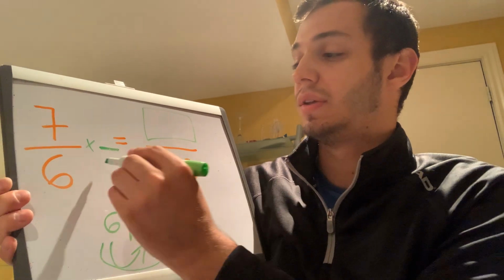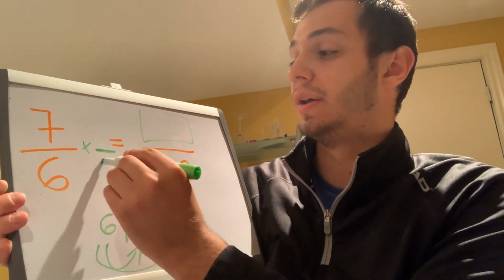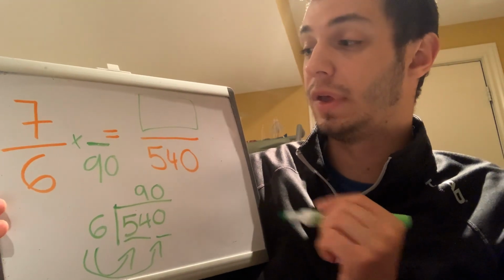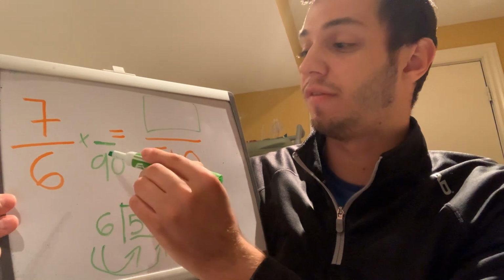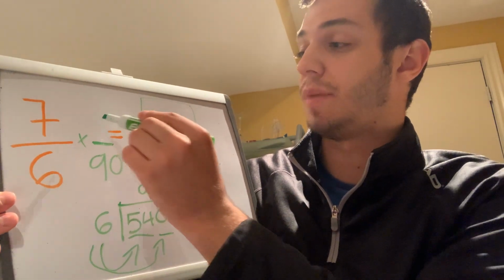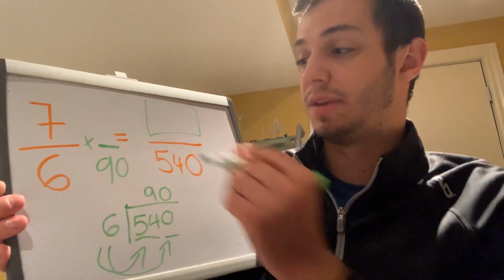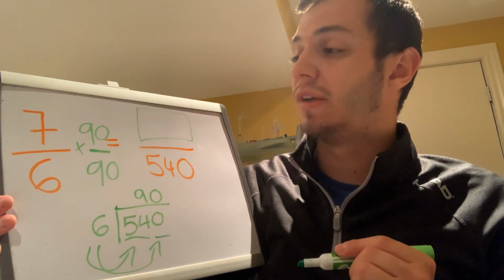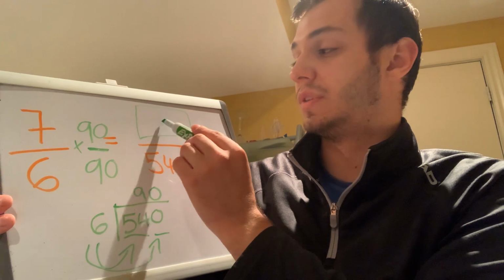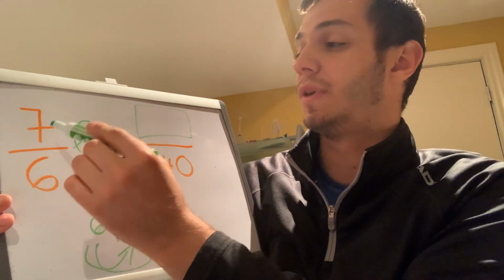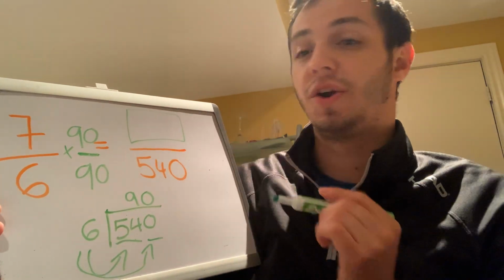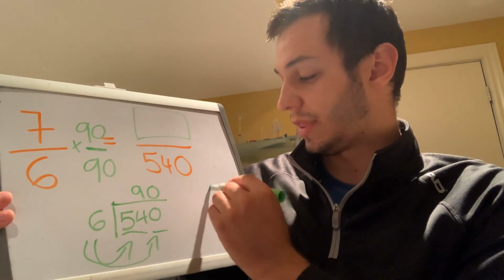So that means that 6 multiplied by 90 gave us 540. Since we know that this will be an equivalent fraction, that means that our top number and bottom number will be the same. So I'm going to put the 90 right up here. So now what we have to do is solve for this missing top number. Right, so we're going to multiply 7 multiplied by 90, and that will give us our new top number. So I'm going to write that here.